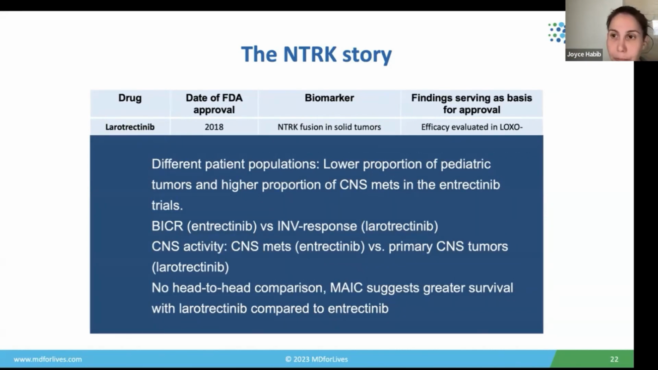There's no head-to-head comparison. Beyond the CNS activity being more compelling for entrectinib, a matched adjusted indirect comparison seems to suggest that larotrectinib is better than entrectinib. However, the limitation is that how the trial was conducted and the selection of population cannot be overcome when you do these kinds of analyses.